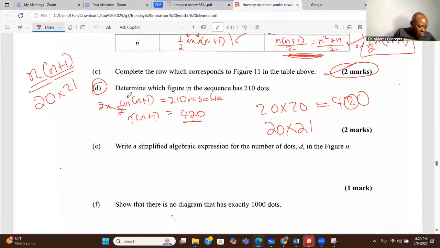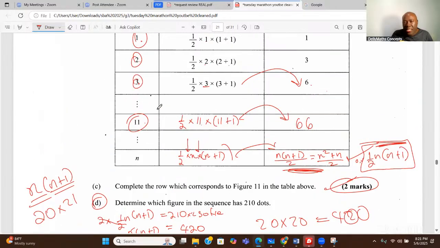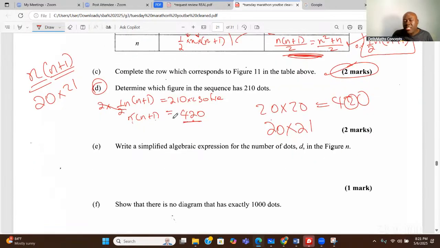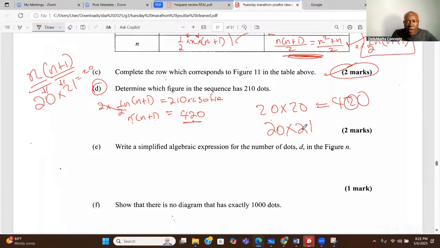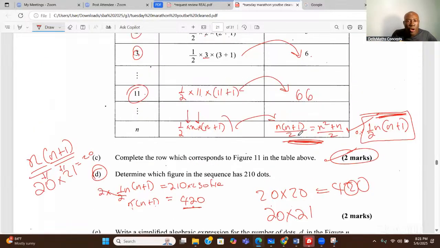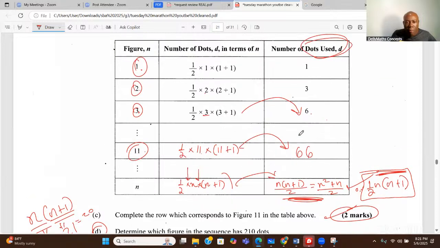Put it in your calculator, 20 times 21. That's that. So what is n? n is 20, right? 20 times 21 is 420 right there.